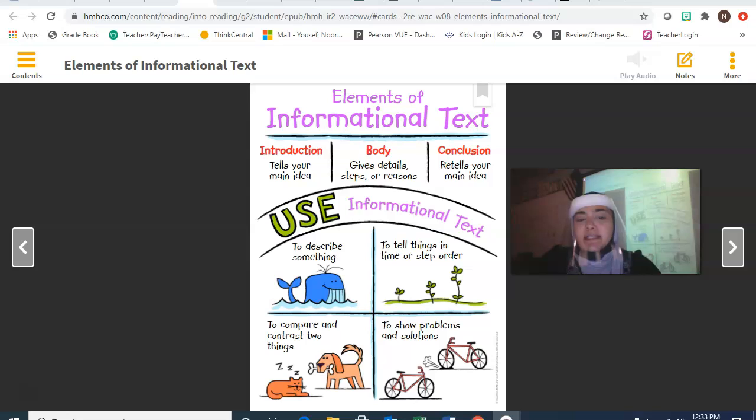We use informational text to describe something, to tell things in time or step order, or to compare and contrast two things. So here they're comparing the dog to the cat. Or to show problems and solutions. So the problem here is the bike has a flat tire. The solution is to pump it. All right, so we are mainly reviewing elements of informational text.